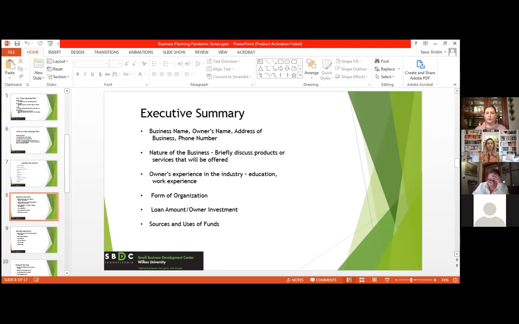You want to list your form of organization. So are you opening the business as a sole proprietorship? Are you going to be a partnership? Are you an LLC? And then if you are seeking financing, in this section, you want to list the loan amount, how much money you need, how much you as the owner will be putting into the business.